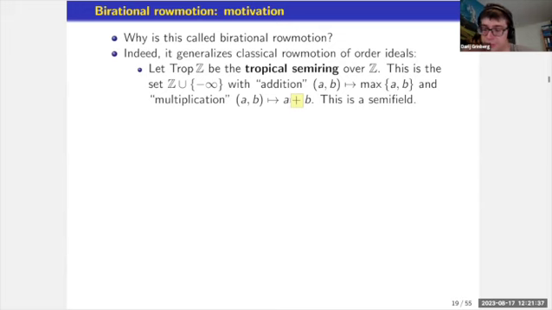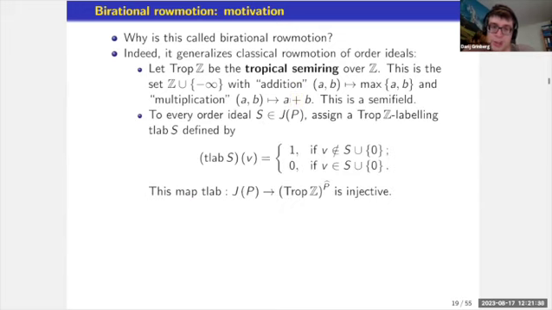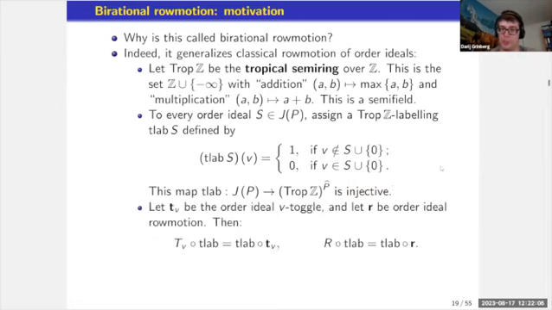a semi-field. And then to an order ideal of your poset, you can assign a labeling where every element in the order ideal gets a 0 assigned to it, and every element not in the order ideal gets a 1 assigned to it. I call this T-lab. And this T-lab is an encoding of order ideals as labelings, and this is injective. So instead of working with order ideals, you can work with labelings over trop Z, this tropical semi-ring.